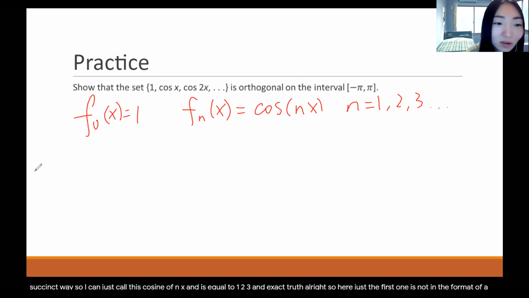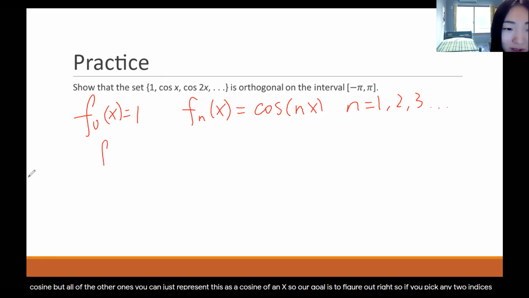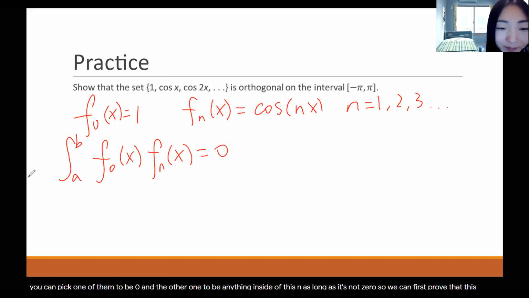So our goal is to figure out, if you pick any two indices, you can pick one of them to be 0, and the other one to be anything inside of this n, as long as it's not 0. So we can first prove that this equals 0. So that is one step.